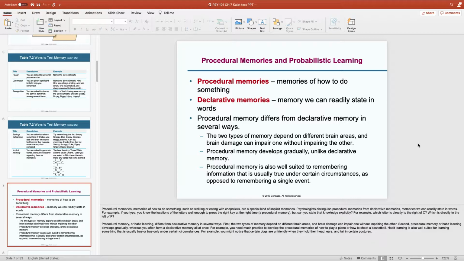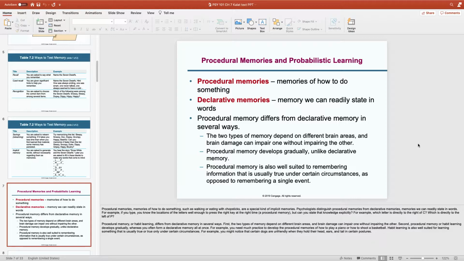How do these two differ? Well, they really do depend on different areas of the brain. If we were to have injury or damage to one area of the brain, it may not impair the other area. So you may have damage to an area that impacts your procedural memories, but not necessarily your declarative memories, or vice versa.